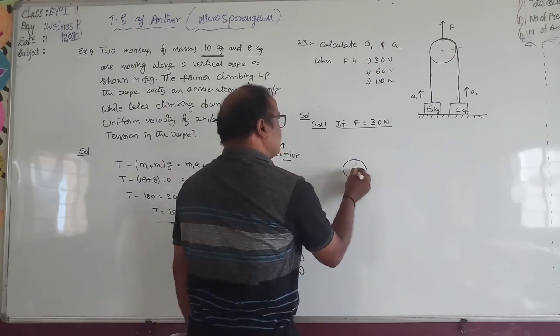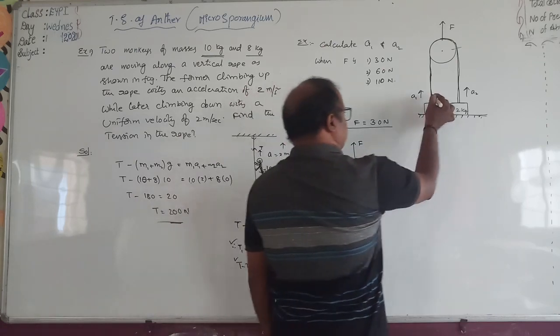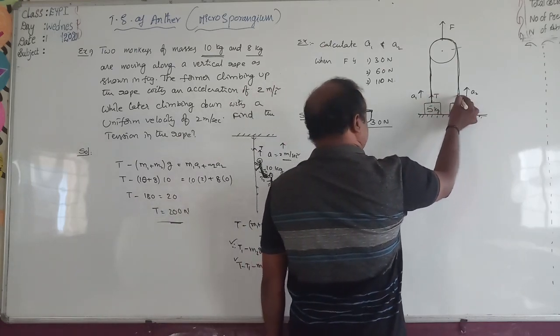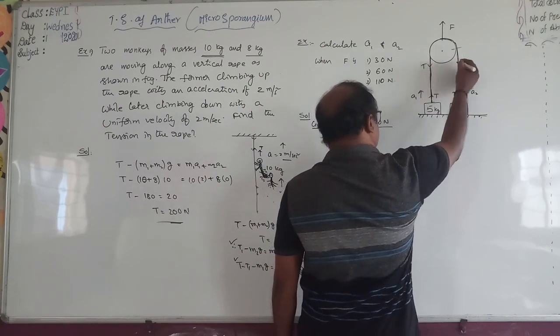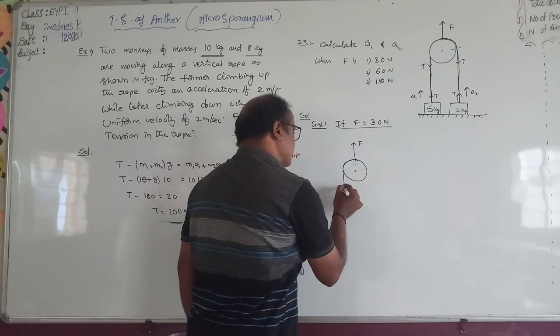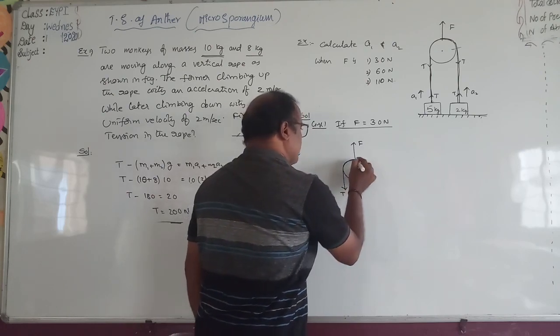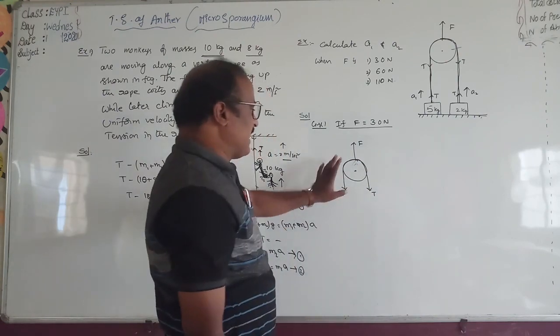the upward force acting on it is capital F. Here the tension developed in the string is equal to T, let us assume. On the pulley it is also equal to T and this is also equal to T. So along this direction it is capital T and this is also capital T. This is the free body diagram of the pulley.